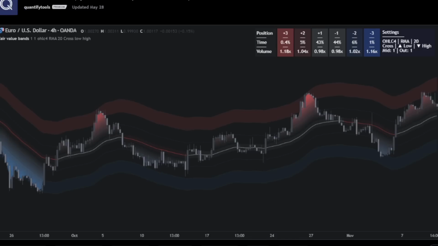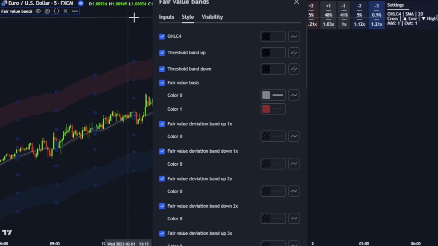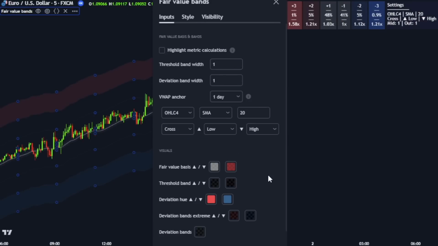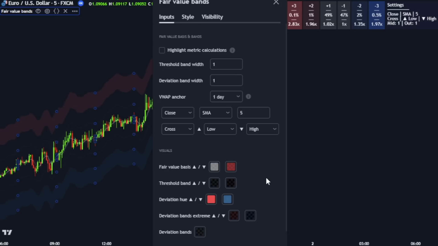Now we are going to modify the indicator. For that we go to the Inputs section of the indicator, where it says OHCL4, let's select Close. We can see that this indicator offers us several types of moving averages, but we are going to leave it at SMA. What we are going to change is the period from 20 to 5, so that it is more sensitive to the movement of the market.